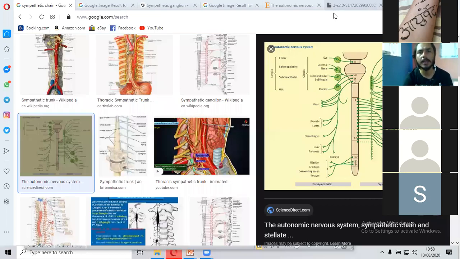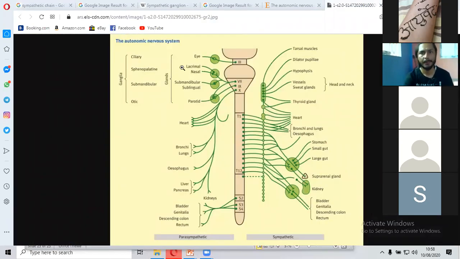Can you see this diagram here? Yes, sir. Okay, it is not needed here, but this terminology I am going to make you understand. I have already explained it to you. The sympathetic nervous system is the outflow from the thoracic and the lumbar spinal segments, from T1 to L2.